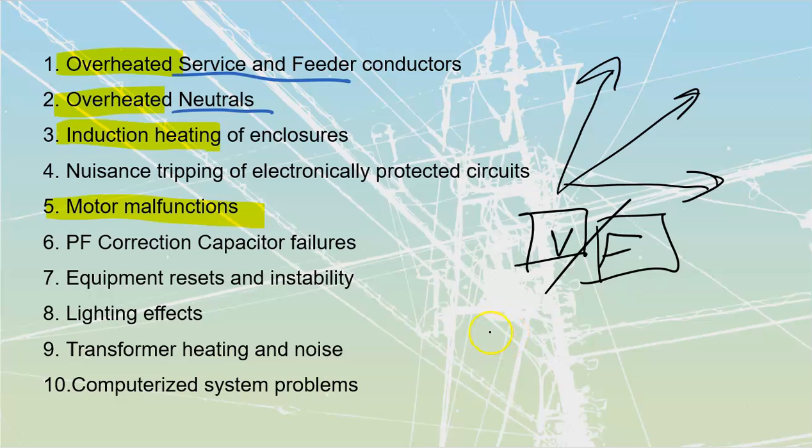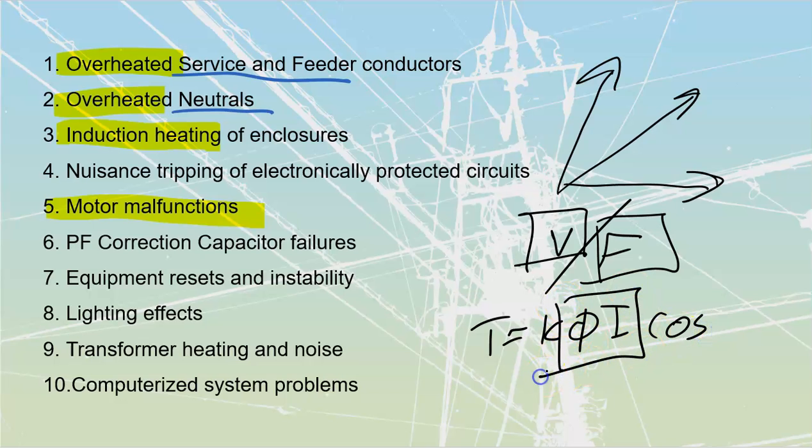Remember, we want to try and keep torque equal to K phi I cos. We want to keep these two locked down together. That's why we do this V/F. But as soon as we have harmonics, the volts or the frequency can be changing based upon induction inside of that circuit, so my motors are going to malfunction.